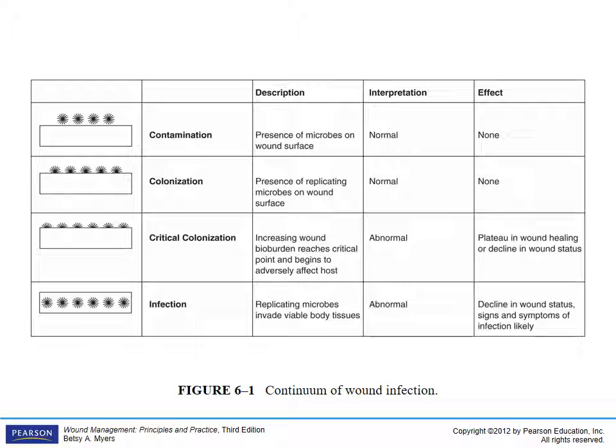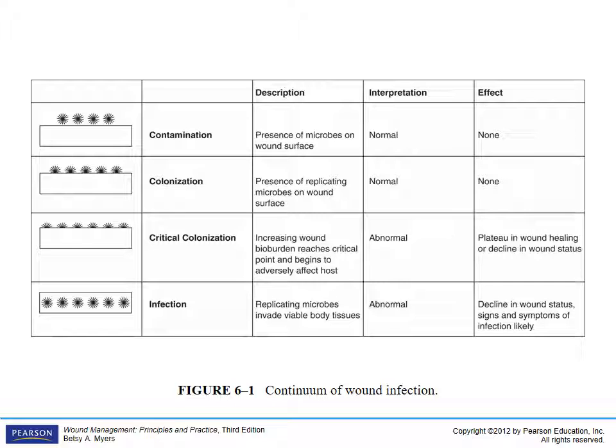It's when critical colonization occurs, or when there's a replication such that the bioburden begins to adversely affect the wound itself, that you start to see the wound decline in status and the wound stops healing. There's so much bacteria on the surface of the wound that the body can't heal. You see the healing process stop. And then when they start to invade viable body tissues is when you see infection.